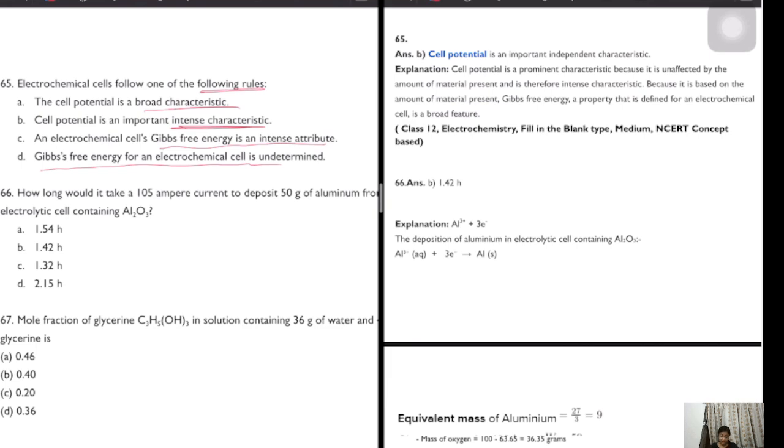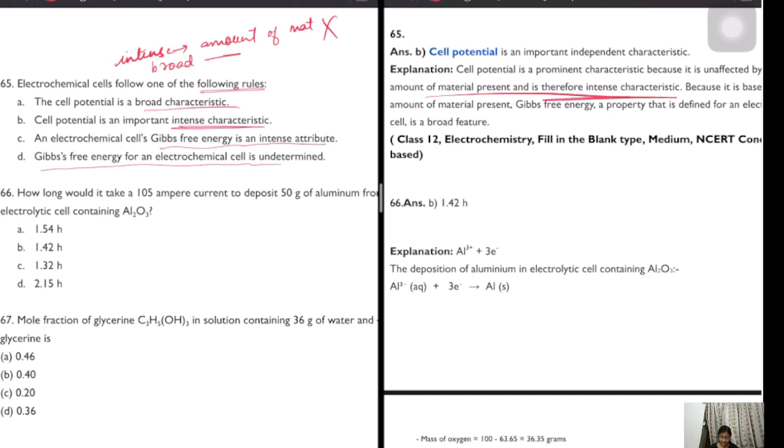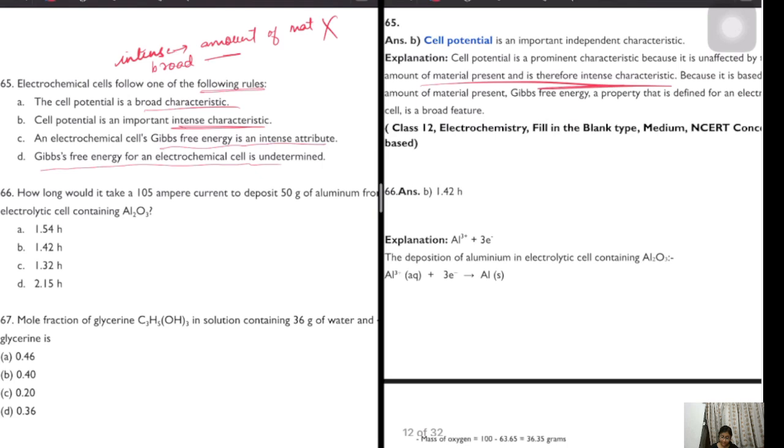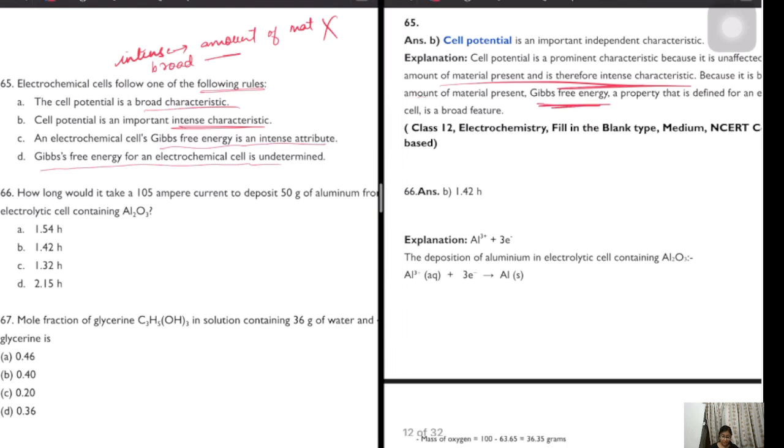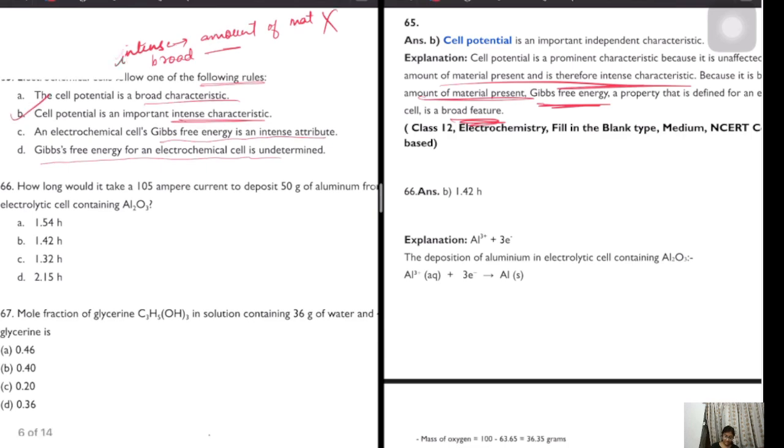What is broad and what is intense? Intense means it is not affected by the amount of the material, but broad is affected. So cell potential is unaffected by it, so it is intensive. But what happens in case of Gibbs free energy? It depends on the amount of material present, so it is a broad feature. So what would be the correct answer? Cell potential is an important intense characteristic.